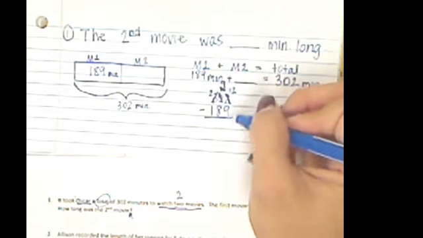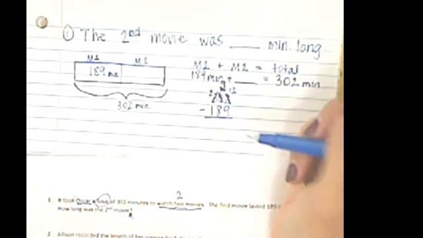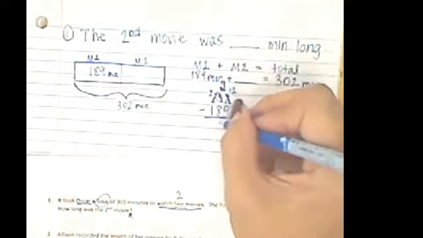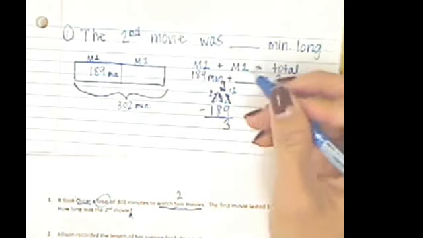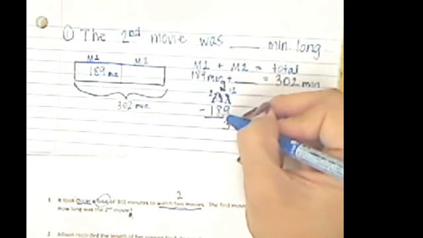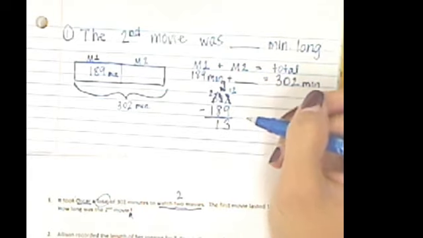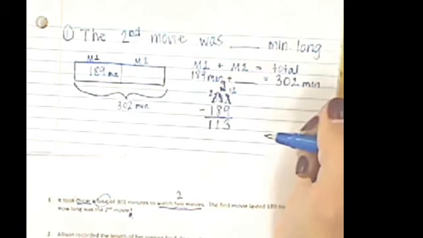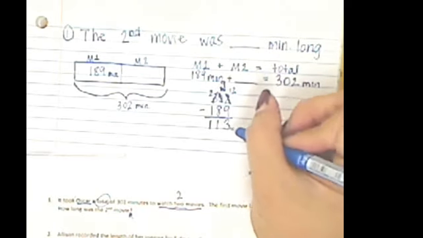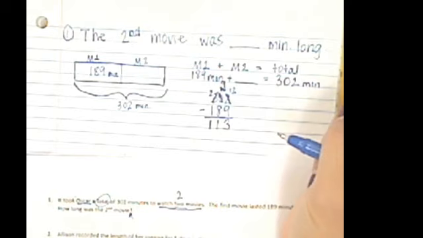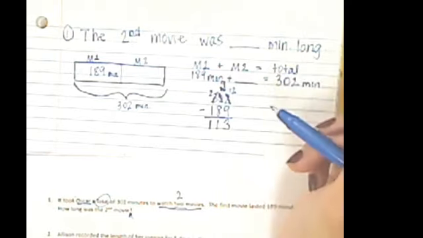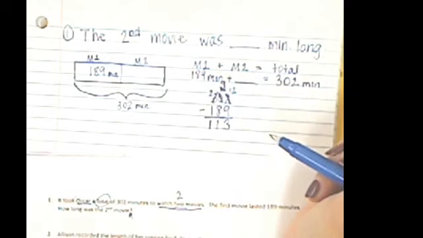Okay, so now we can start our subtraction. I have 12 and I need to take away 9. How much is that? It's 3. And then 9, take away 8. That's 1. And then I have 2, take away 1. That's 1. So my answer, I have 113. Okay, so when I did my subtraction, 302 minus 189 is 113.